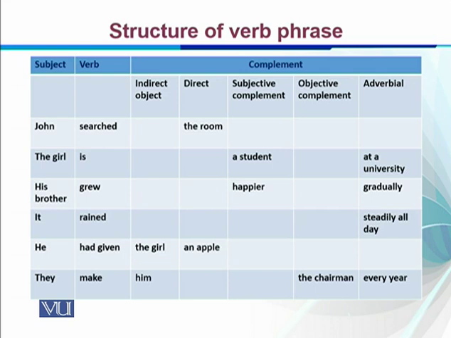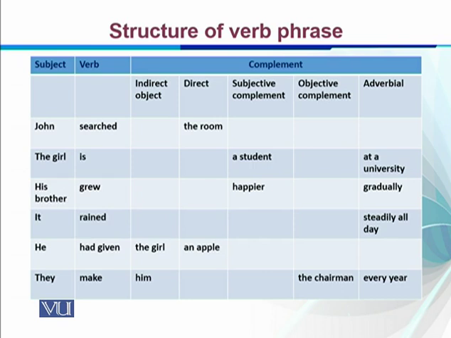But the second sentence: the girl is a student. A student is not an object of the verb, because is is a linking verb, right? It does not take an object. It always takes a subjective complement, right? Similarly, his brother grew happier. Grew is the verb and happier is the subjective complement.